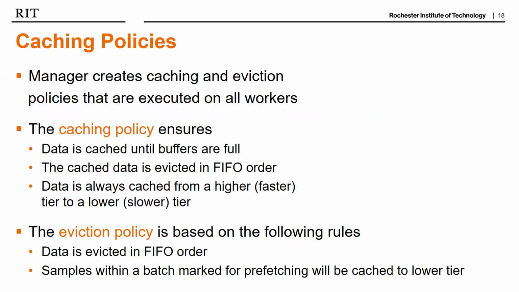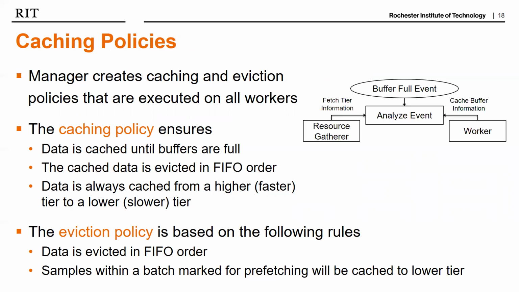Now, the caching policies govern the overall caching process for all the deep learning workloads, and it ensures that the cache data does not exceed the buffer size on each tier. And it follows a first in, first out schedule, and the data is always cached from a faster tier to a slower tier. Similarly, in the event of an eviction, data is again evicted in the FIFO order, and in case the batch to be evicted is marked for prefetching, it is cached to a lower tier instead of being evicted entirely.